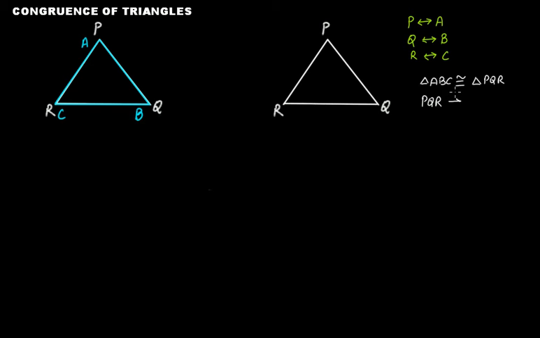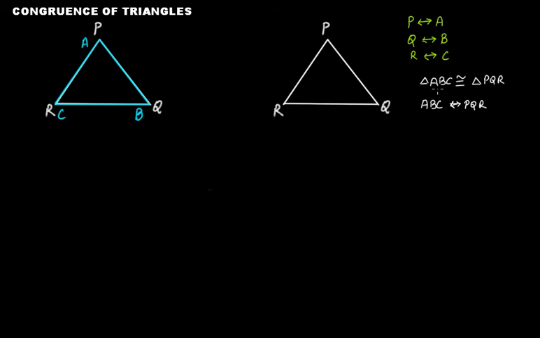ABC to PQR. Since we have written ABC first here, so let us write this ABC PQR. What it means? It means that P falls on A, that is, P and A are corresponding vertices. Q falls on B. Q and B are corresponding vertices. R falls on C. R and C are corresponding vertices.